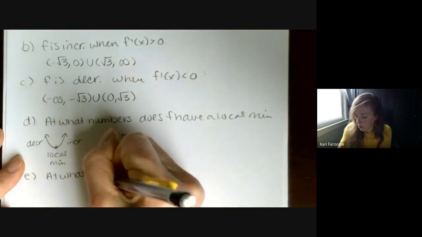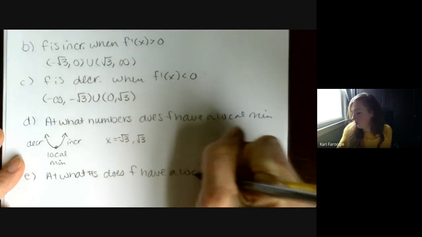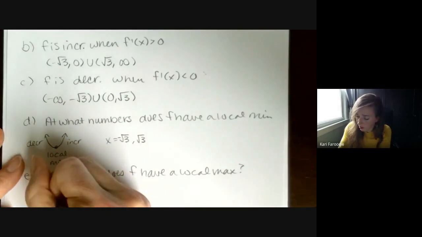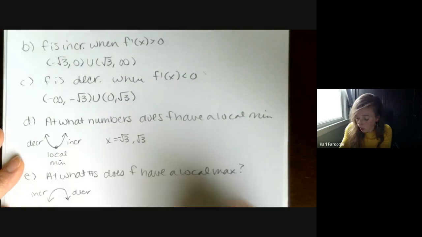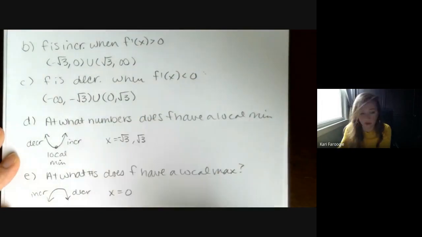At what numbers does f have a local max? And again, I'm looking for a situation where I go from increasing to decreasing, or that my derivative is positive and then negative, and that's going to happen at x equals 0.